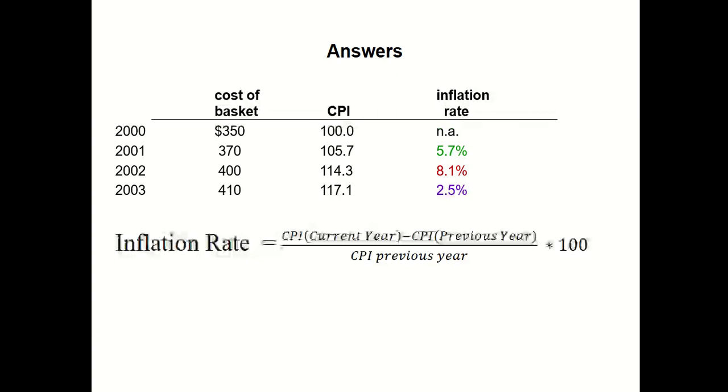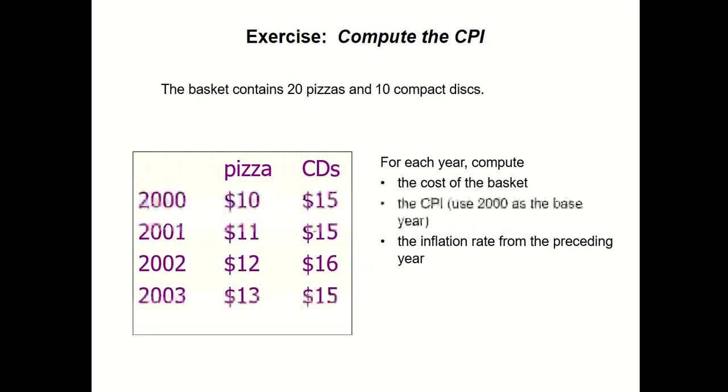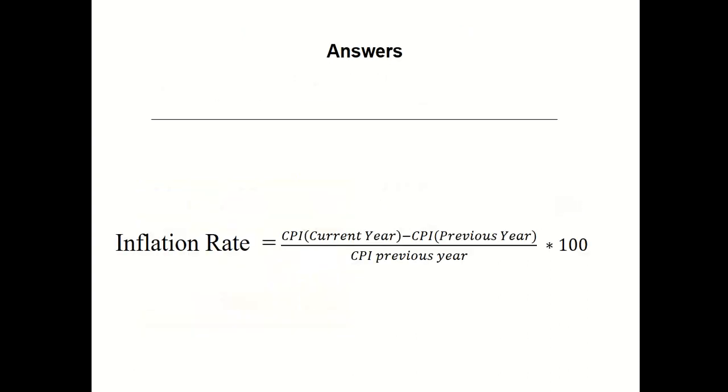And the formula to calculate inflation rate is given over here, that is CPI of current year minus CPI of previous year divided by CPI of previous year multiplied by 100. Now, in order to calculate the cost of basket, we know that the basket contains pizzas and CDs, 20 pizzas and 10 CDs.